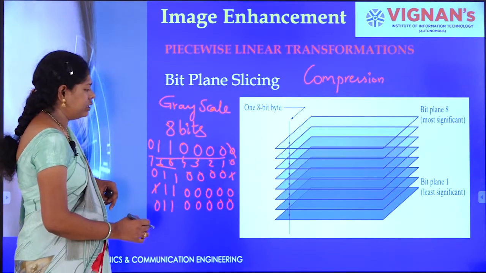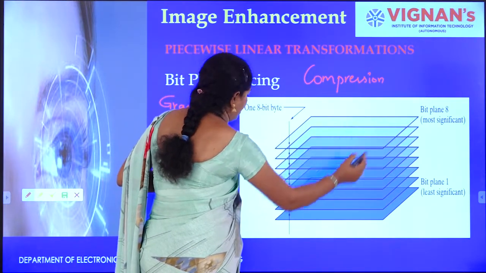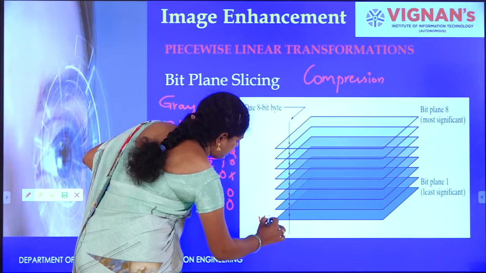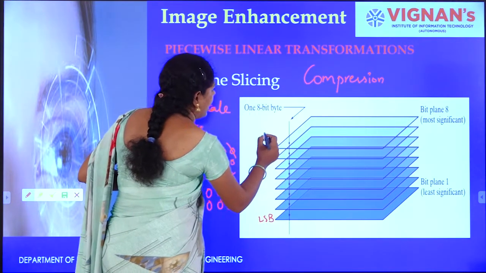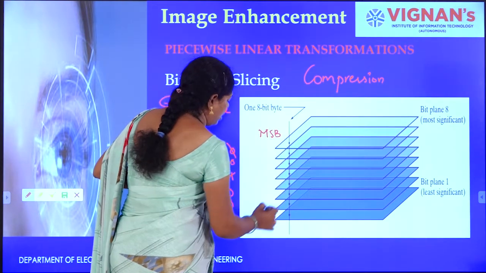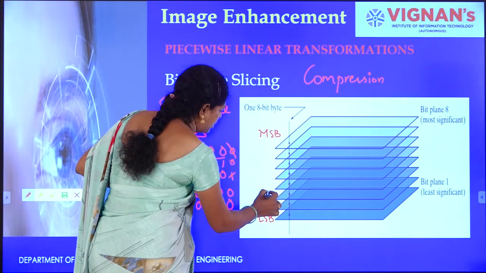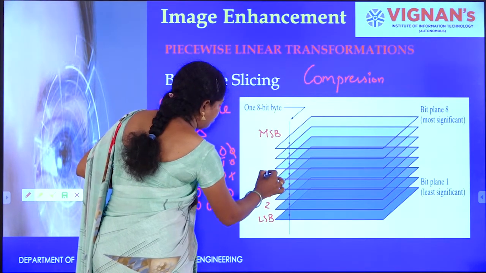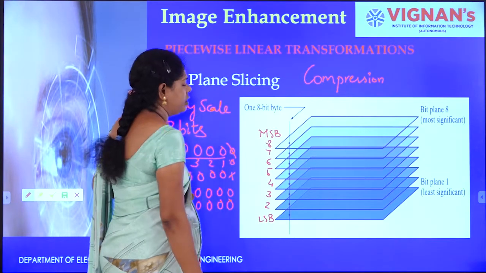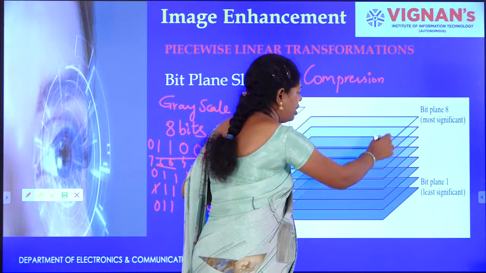For that, here we are considering each bit as one plane. This is bit 1, the LSB, and this is the MSB plane. Then the first bit, second bit, third bit, fourth bit, fifth bit, sixth bit, seventh and eighth. Here the overall 8 bits are represented with separate planes.